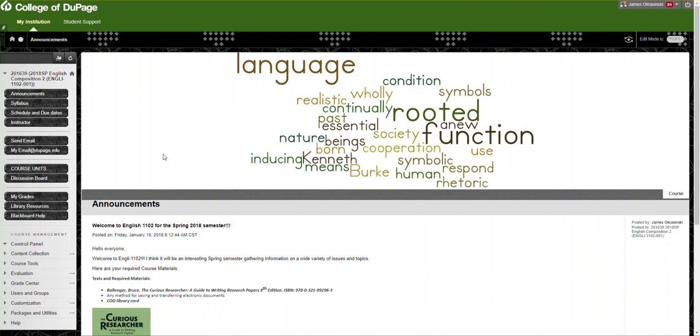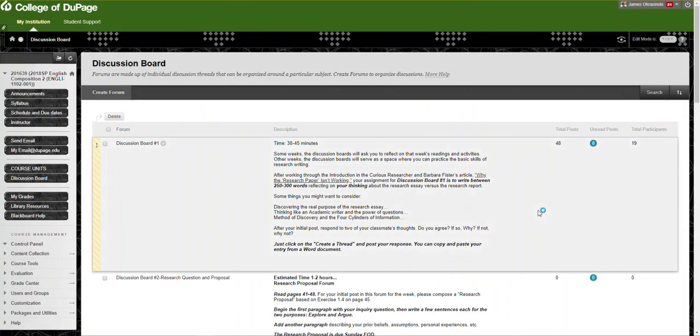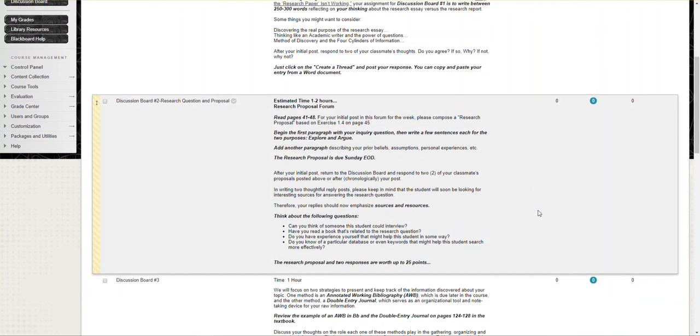So since I'm in the announcements page right now, I'm going to move over to the discussion board. And as you will see, here is discussion board number 2, which is the research question and proposal. So go through pages 41 to 48 in your book. For your initial post in this week's forum, please compose a research proposal based on exercise 1.4 on page 45.